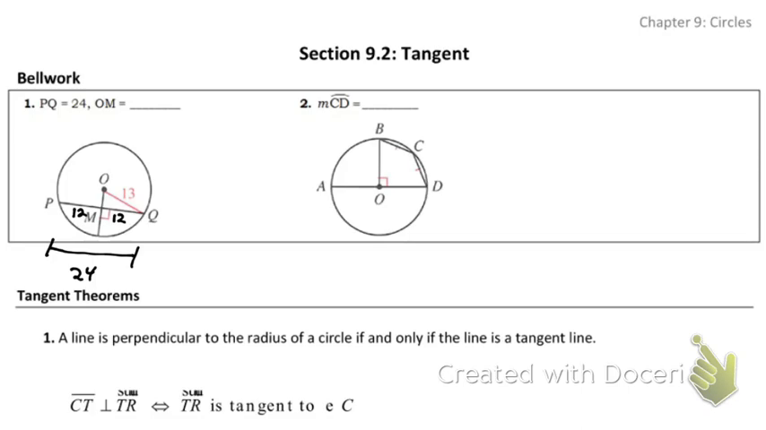You either know that there's a Pythagorean triple, which would be 5, 12, 13, or you can do the a squared plus b squared equals c squared. You should end up with OM being 5. Should be some happy people.